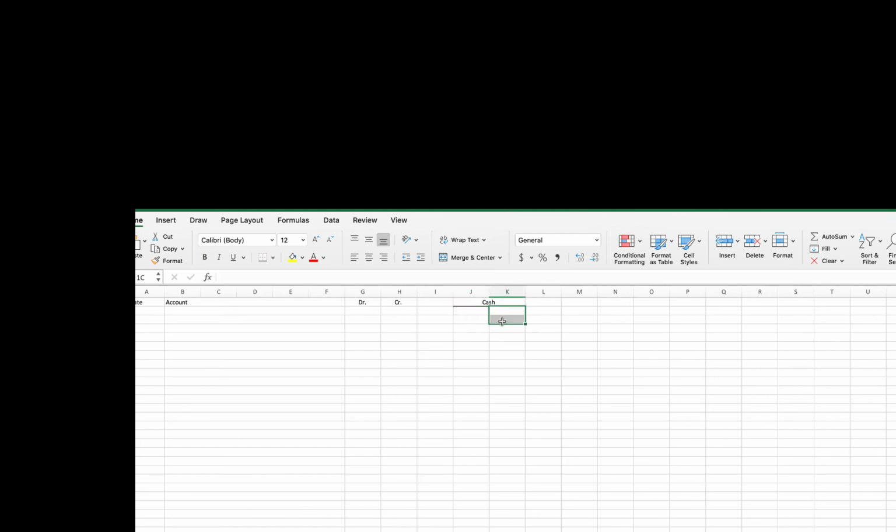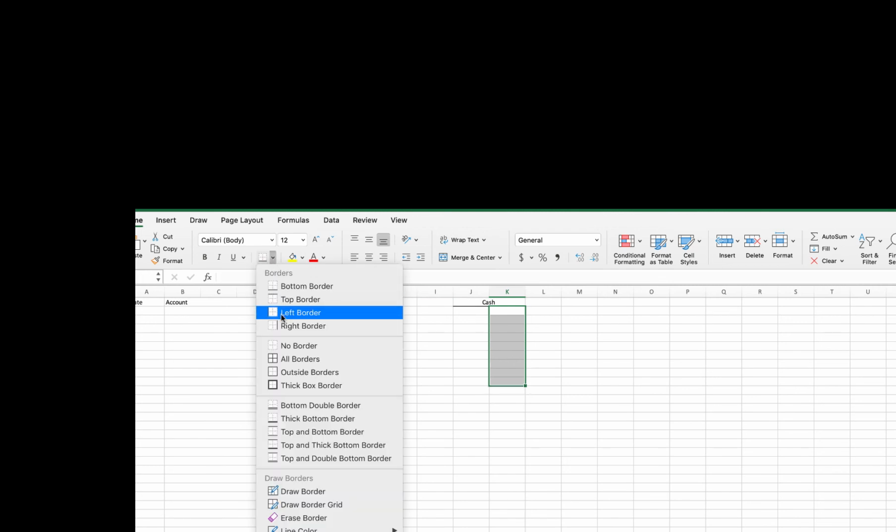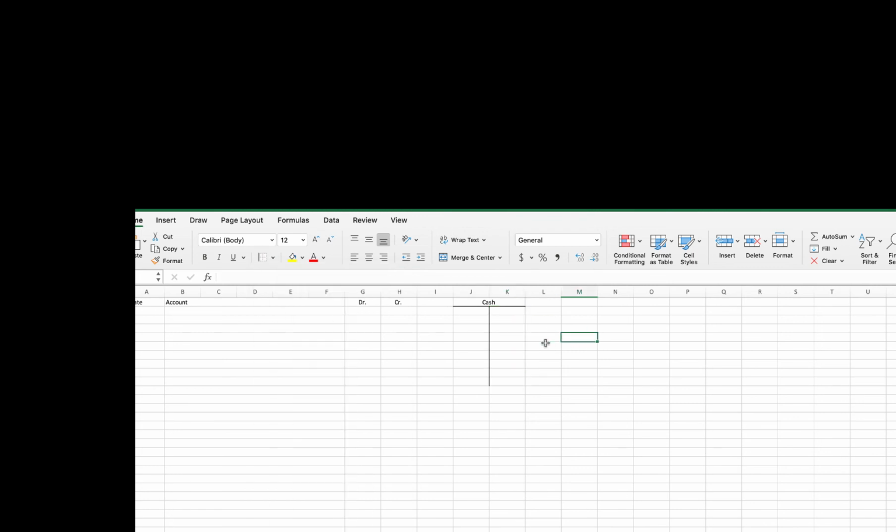And then I'm just going to pick an arbitrary number of rows here, and I want to put my left border. So I just created a T account, okay? Now we need to do these for all the accounts we have.